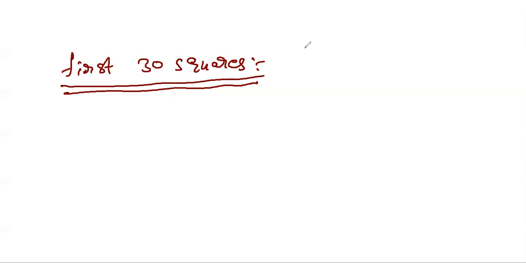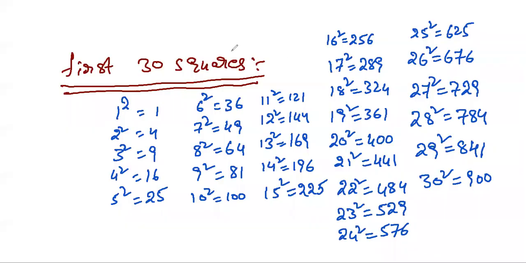First 30 squares. I'll write all these square numbers also now. So see this, I wrote all the square numbers here, that is up to 30 squares. You have to keep them in mind.